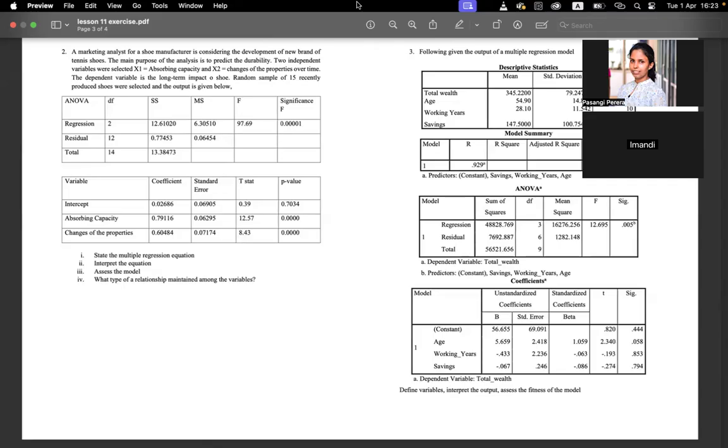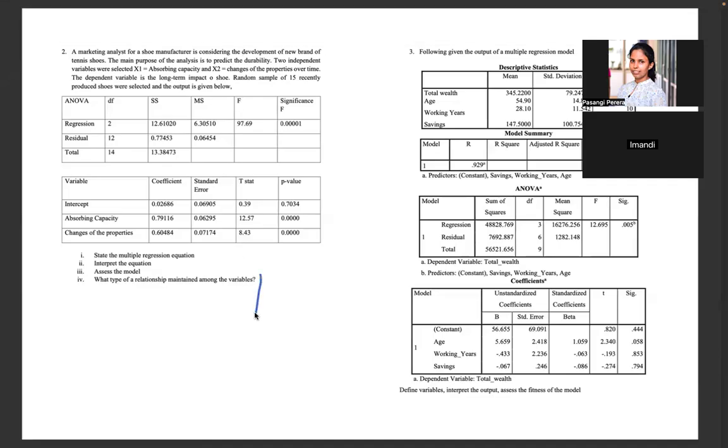So then how to interpret the equation? We have to interpret all the values in the equation. So you should interpret the intercept according to the question. You can write like this: for the intercept, this is the predicted durability when both absorbing capacity and the changes of the properties are zero. The intercept is always calculated when the x value is zero.